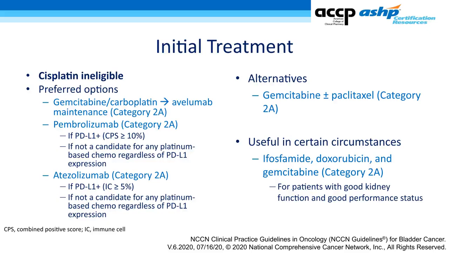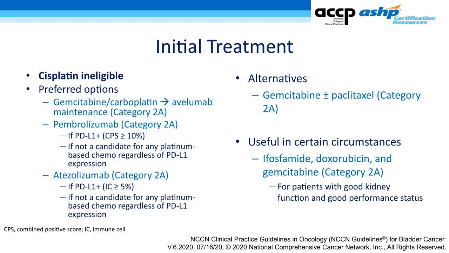In the case we went over, with immune cells of 2%, so low PD-L1 expression, that person could have received atezolizumab only if he were not a candidate for any platinum-based chemo, which means he's not a candidate for cisplatin, not a candidate for carboplatin, which is probably going to be somebody who's got an ECOG performance status of 2, someone who's in the bed a good chunk of the day. Now, this is a little bit confusing, and we'll talk about how this changed over time.